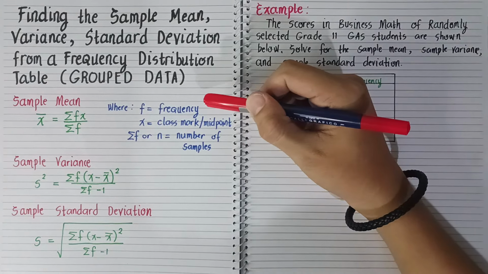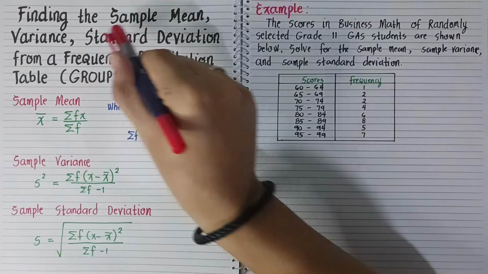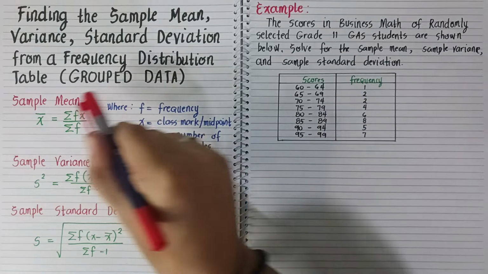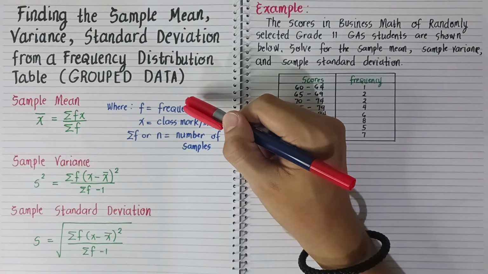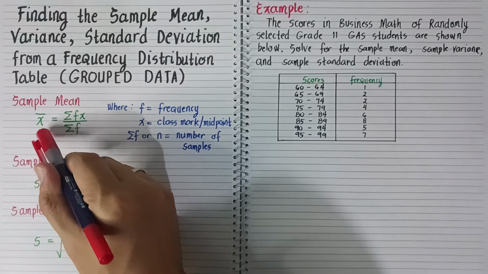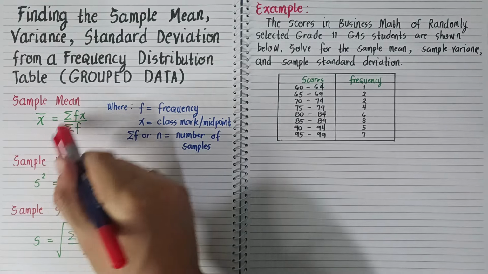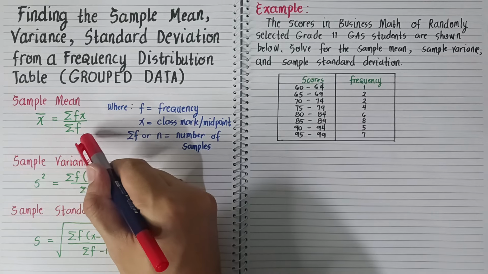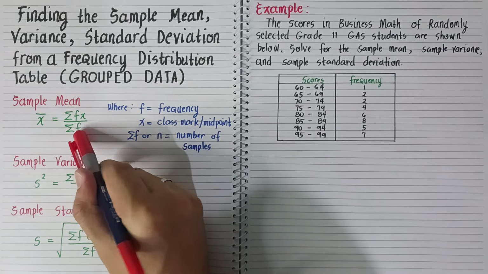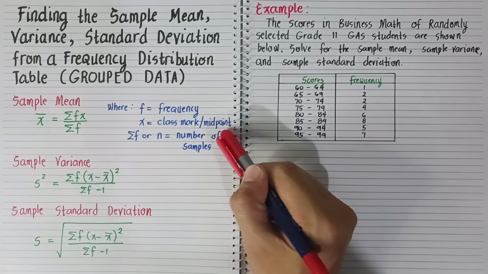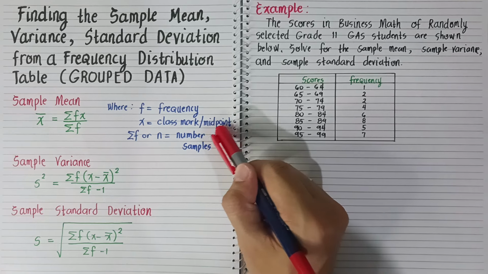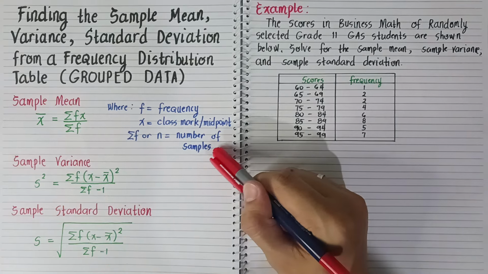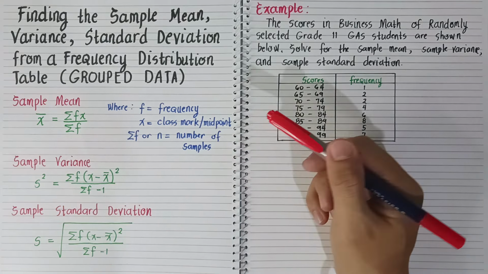For today's video, I will show you how to find or solve the sample mean, sample variance, and sample standard deviation from a frequency distribution table or grouped data. The formula for the sample mean is x bar, or mean, equals summation of f times x divided by summation of f, where f is the frequency and x is the class mark or midpoint, ibig sabihin yung gitna o yung middle value. And summation of f, or n, is the number of samples.